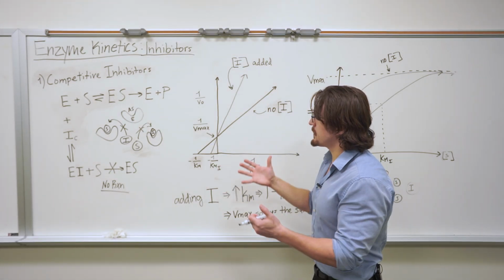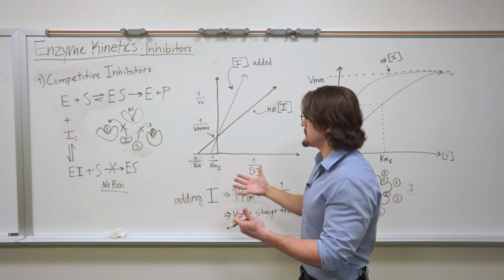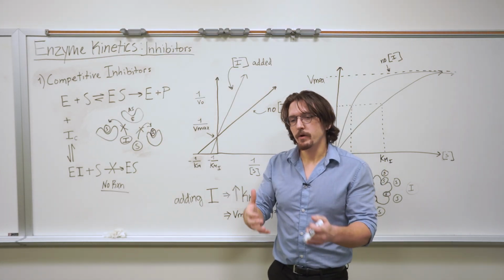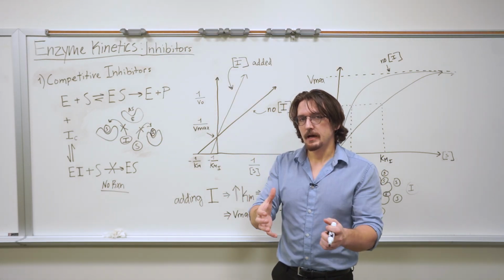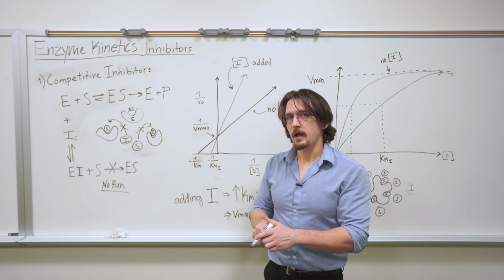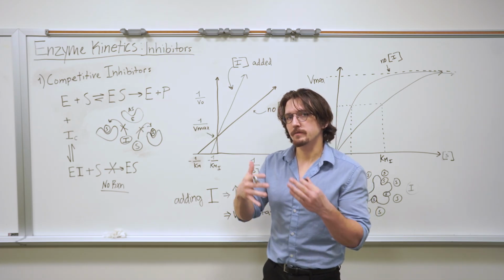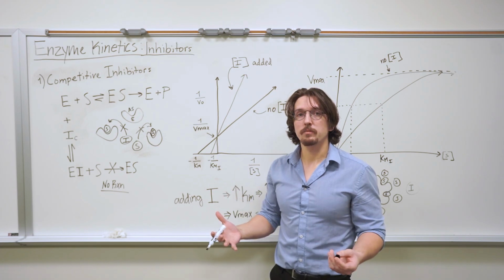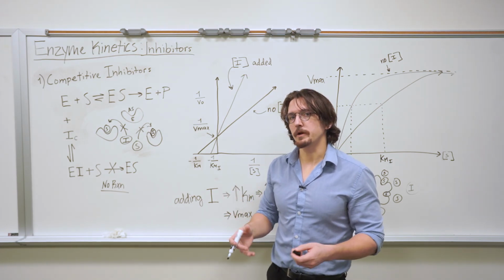So now let's look at what happens experimentally if we were to incubate an enzyme with its substrate, and then an enzyme with its substrate and a competitive inhibitor, and how that's going to affect the values of the Km, the Vmax, and really how the Lineweaver-Burk plot will look for that sort of situation, okay?